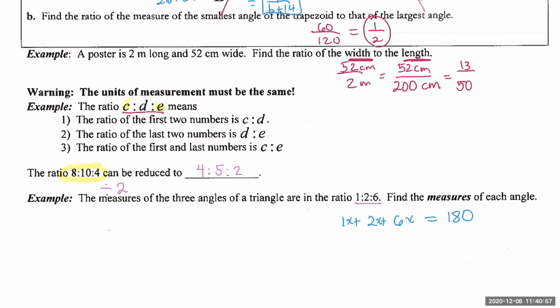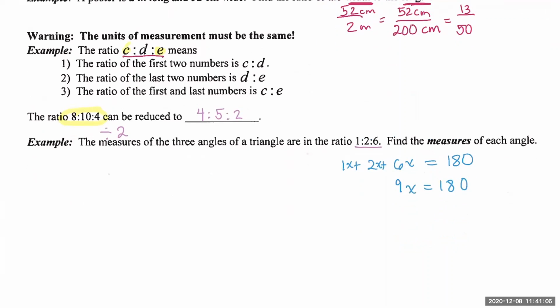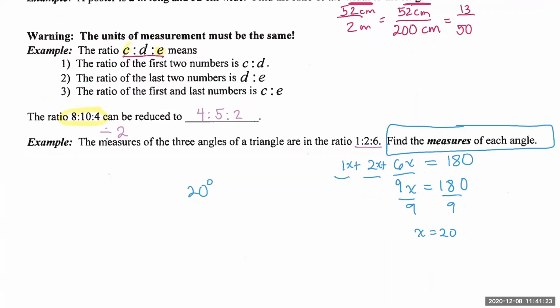And Richard, I'll come back to your question. Okay, so 1x plus 2x plus 6x would get you 9x is equal to 180. If you divide out the 9, you get x equals 20. And it does say find the measures of each one of those angles. So if I plug 20 back into each one of these expressions, I would get one of the angles is 20 degrees. The other one would be 40. What's the last angle measure equal to?